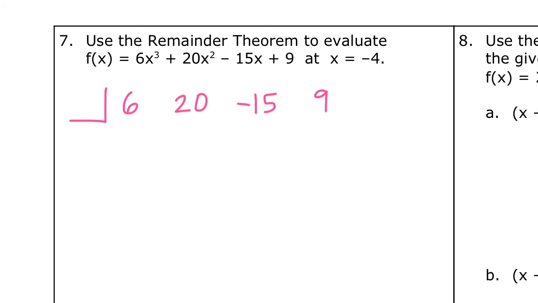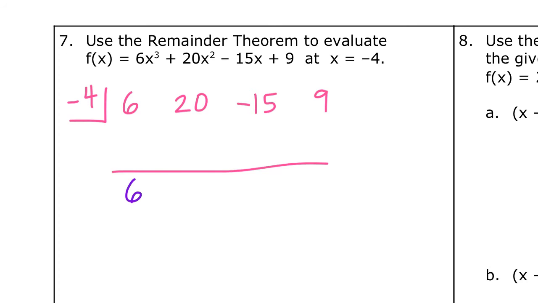Then in the box, I need it to be my 0. The good thing about here is if you're evaluating at a certain number, this is not a factor. This is actually x equals already. So you can go ahead and put the negative 4 here. And now let's do our dividing. Always bring down the first term.